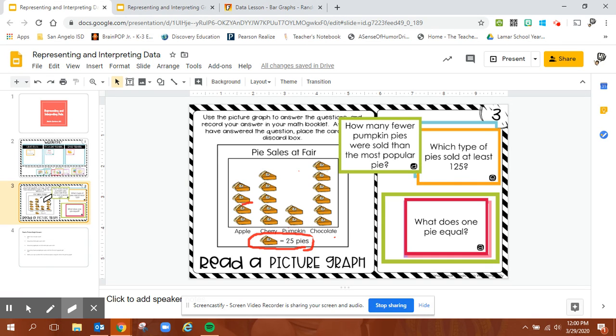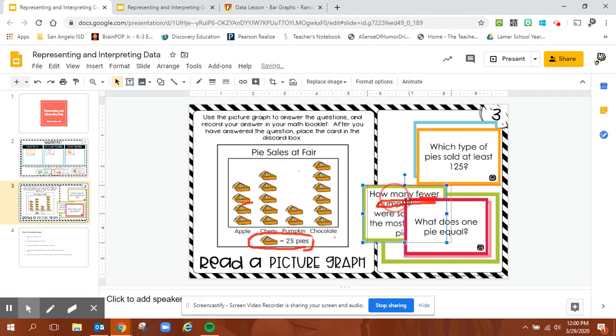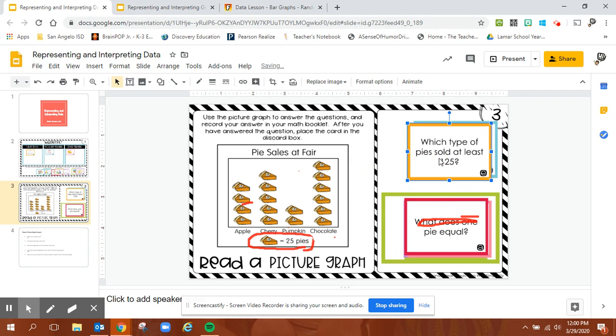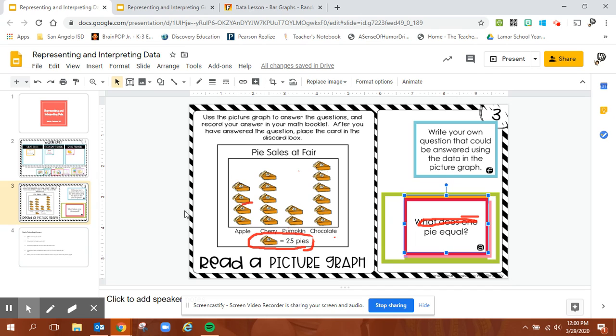Okay, so the last question I'm going to read to you so then you can get to solving your questions. Our next question says, which type of pie sold at least 125? Okay, and the final question you're going to do, which should be pretty fun, is write your own question that could be answered using the data in the picture graph. So you can write whatever question you want.